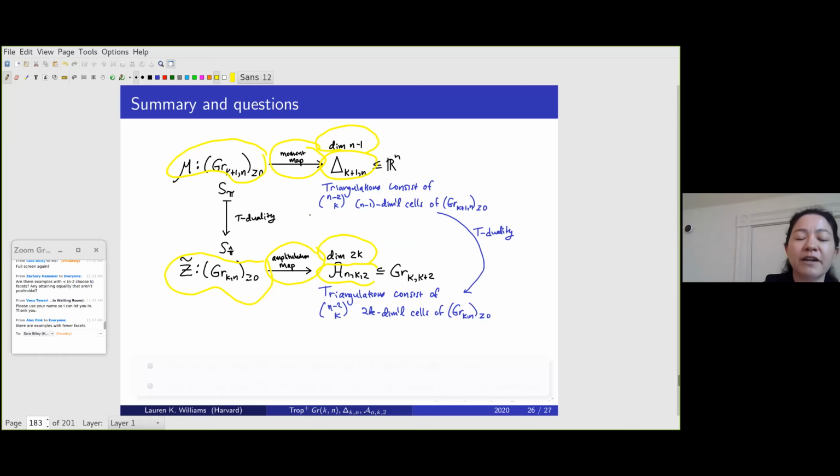Then you can define a triangulation of the hypersimplex by using (n-1)-dimensional cells from this Grassmannian. On the other hand, you can define a triangulation of the amplituhedron by using 2k-dimensional cells of this Grassmannian. And the statement, which is not entirely proved, but there's a lot of evidence, is that T-duality is what connects triangulations on both sides.